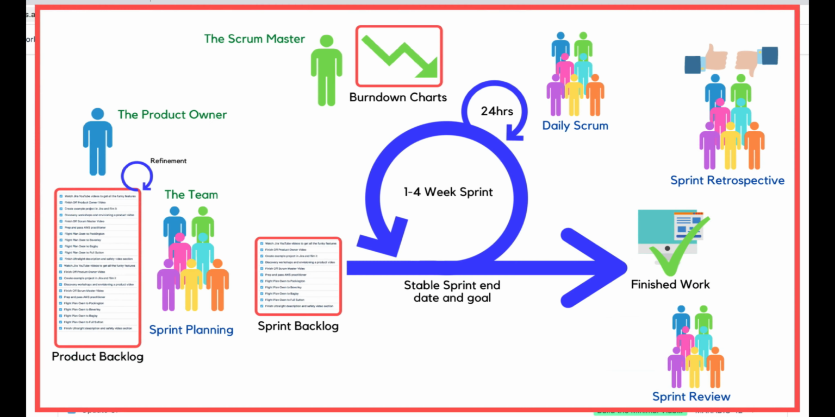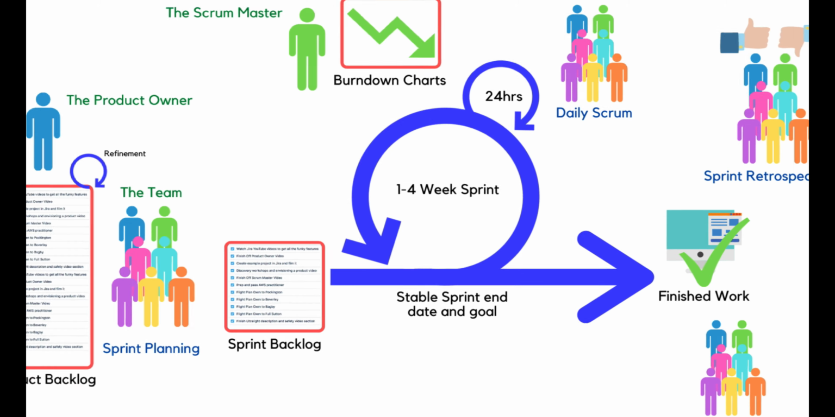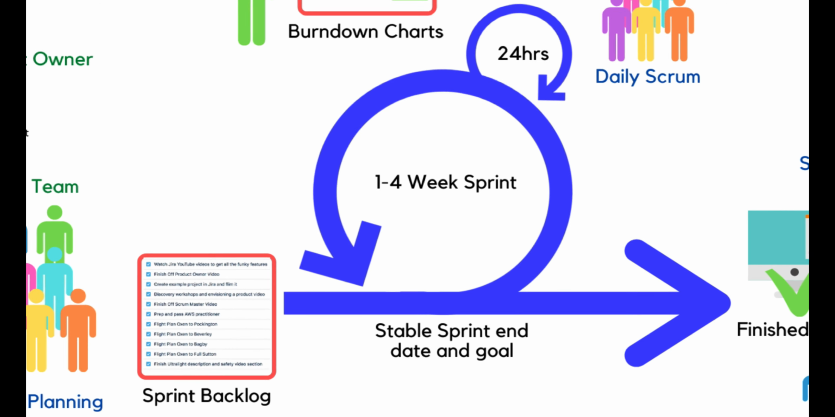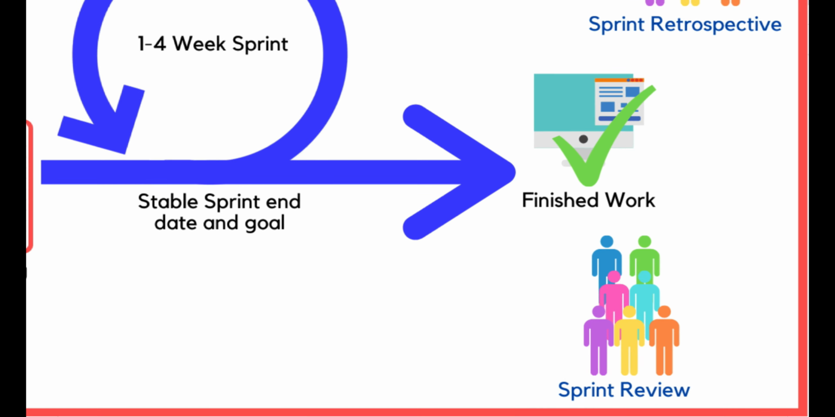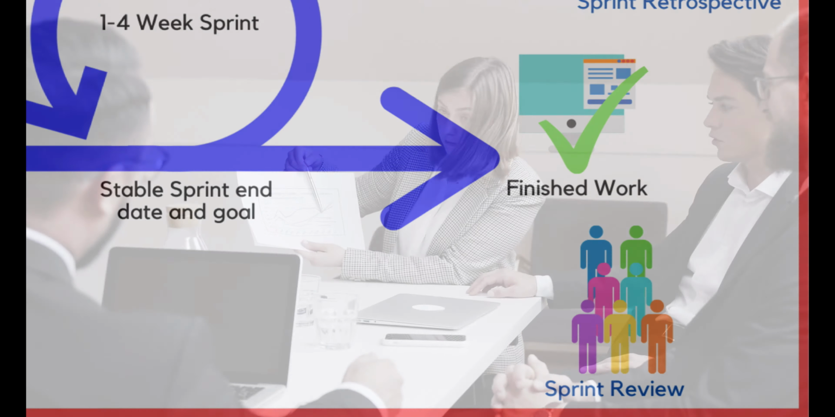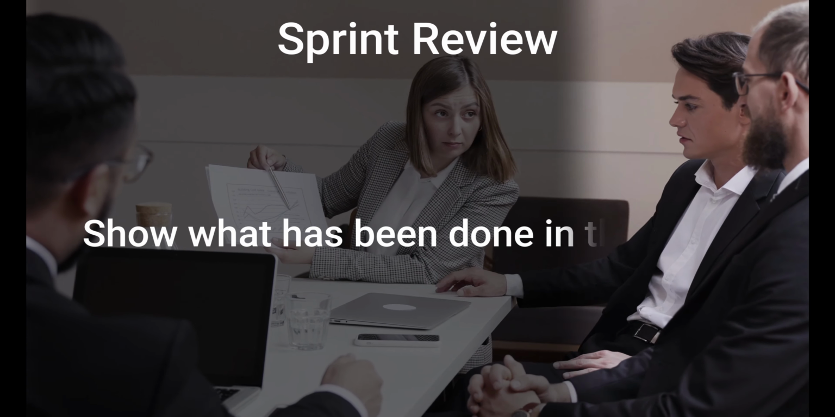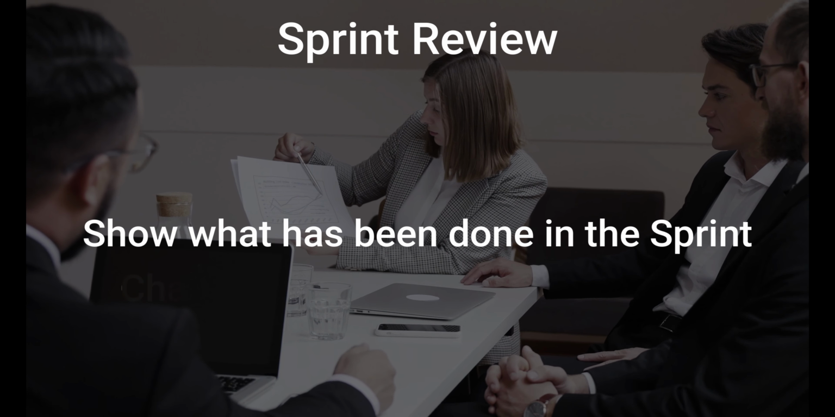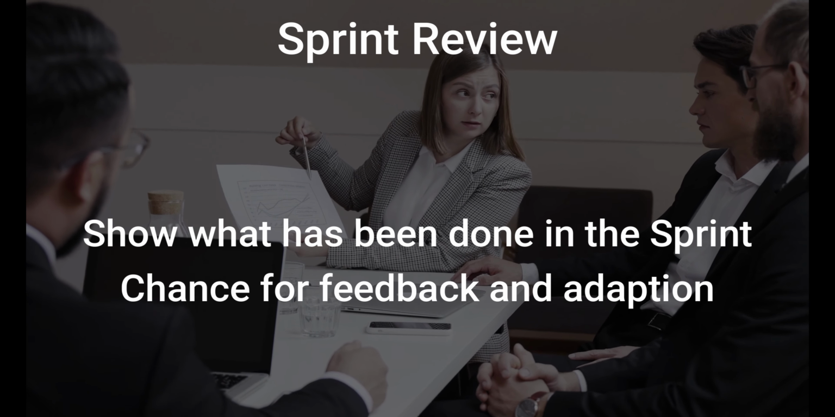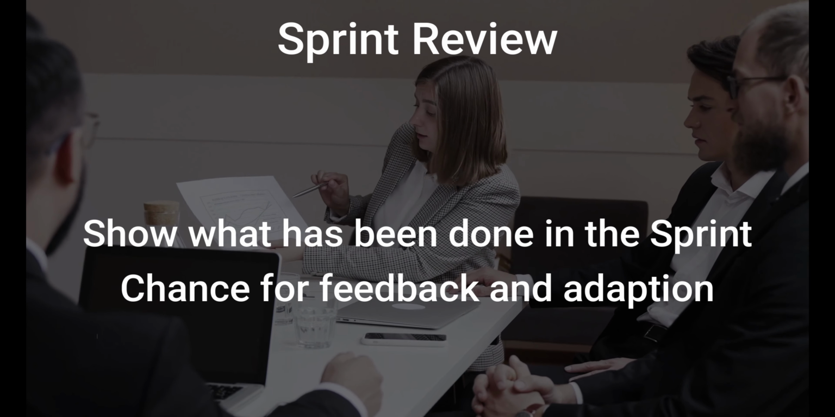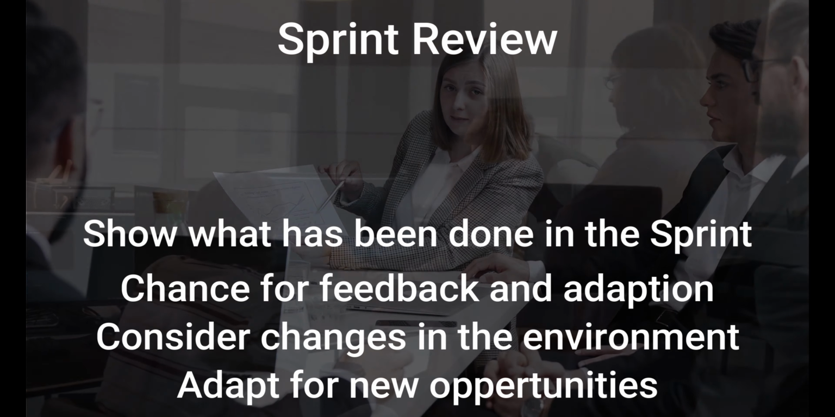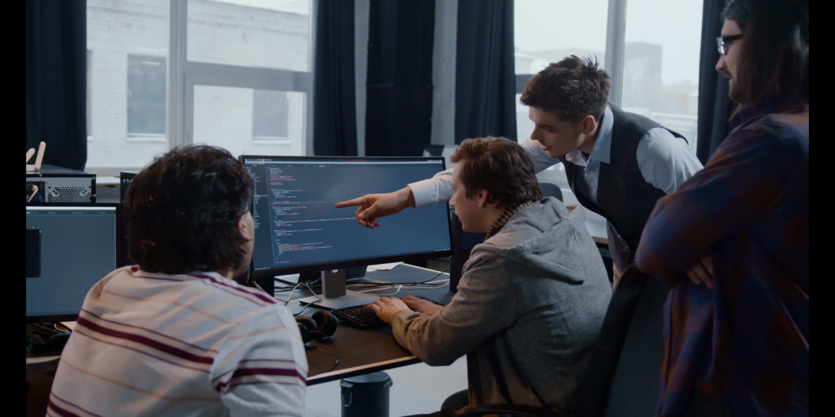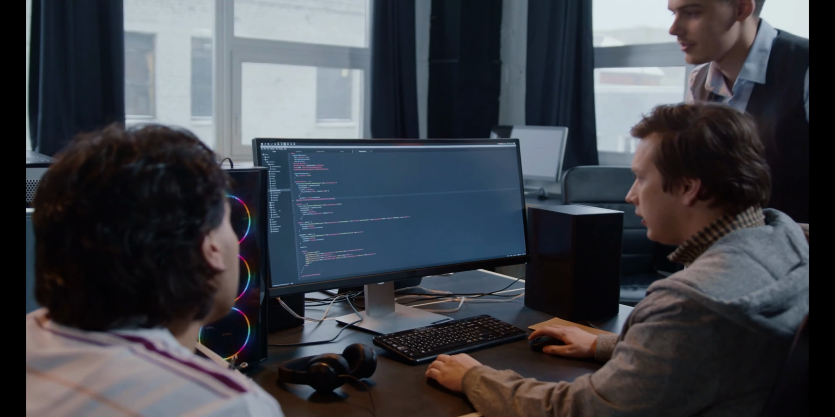A Scrum Sprint is a time-boxed amount of time that the developers take in order to complete their Sprint Backlog tasks. At the end of that sprint, there is the Sprint Review. This is a chance for the Scrum team to show the stakeholders what has been done in the sprint. It is the Product Owner's chance to take feedback and consider future adaptations. It is also a chance for the Product Owner to consider changes in the environment and adapt the product backlog to meet new opportunities.